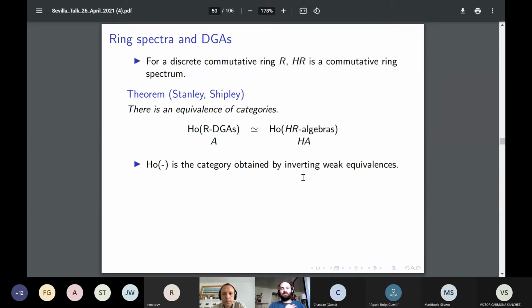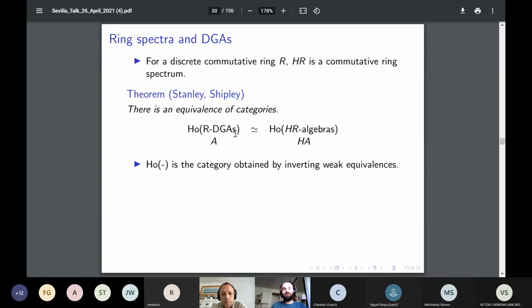To make this precise, there's this theorem of Stanley and later improved by Shipley, which says that the homotopy category of R-DGAs is equivalent to the homotopy category of HR-algebras. So HR is the ring spectrum, you take algebras over it, so this comes from spectra. Homotopy category means the category you obtain by inverting homology isomorphisms. So, the way you think about chain complexes up to maps that induce homology isomorphisms, you also think about DGAs up to maps that induce homology isomorphisms.